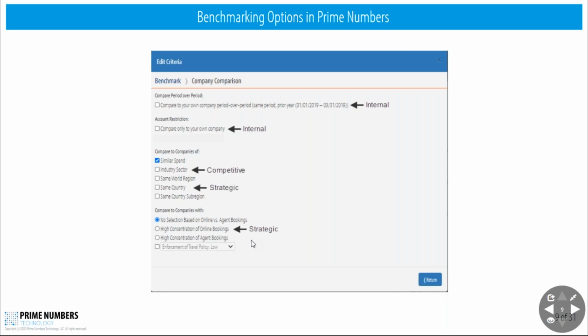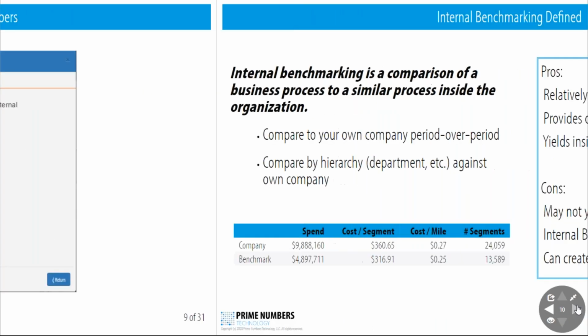Strategic has to do with looking at country, world, region, looking at online bookings, although strategic benchmarking can also encompass other elements. So you can look at industry, you can look at similar spend. And then metrics-based is all of the above. Metrics-based is looking at metrics at a wide scale outside in the market. So we'll look at each type, we'll talk about the definition of each, and then look at a use case for each, and tie that back to how you would use that in travel.